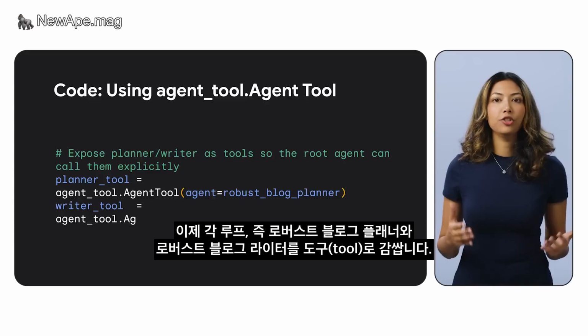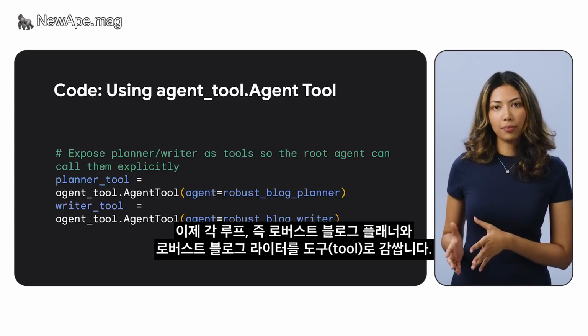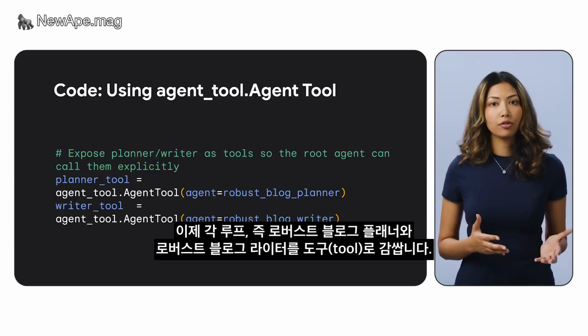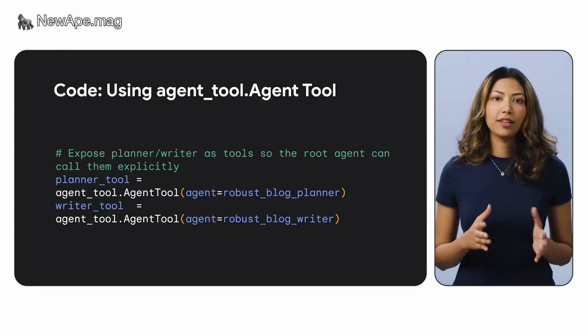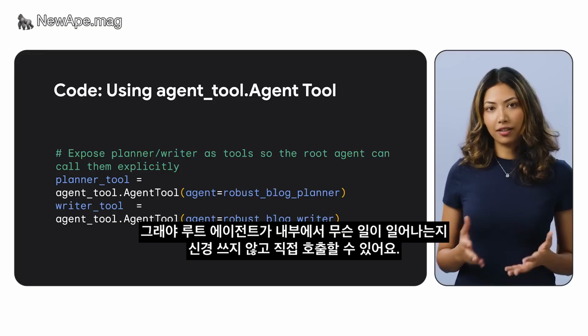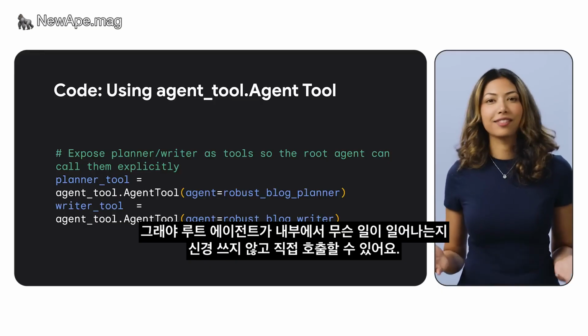Now, we wrap each loop, the robust blog planner and the robust blog writer, as tools. This is what lets the root agent call them directly without worrying about what's happening inside.